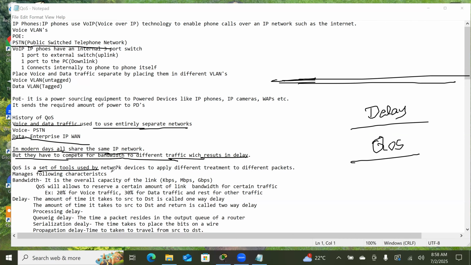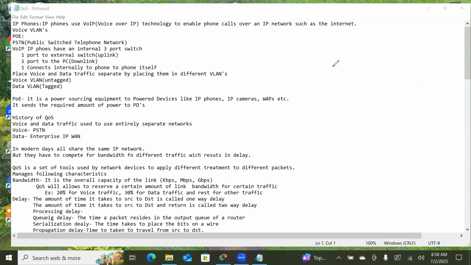It's a set of tools used by the network devices to apply different treatment to the different packets. They started giving different prioritization or treatment to some data. For example, I already said, the voice data will be considered the highest priority data. And next is what? Video data. And the next is what? Normal data.